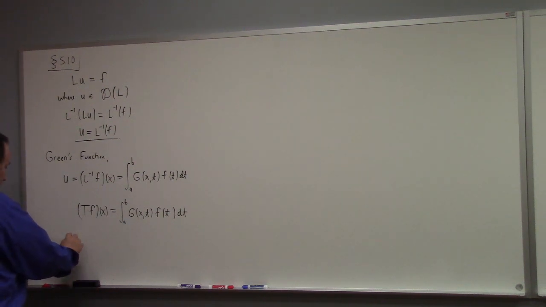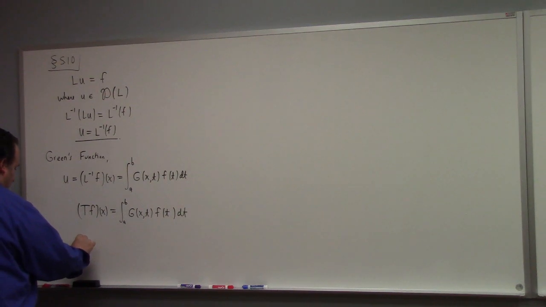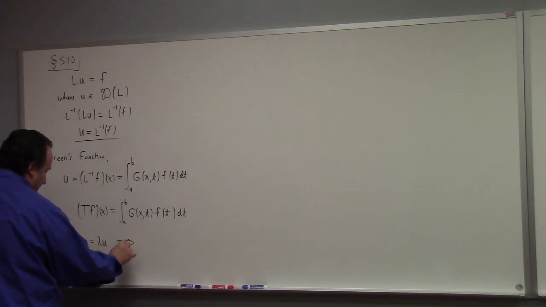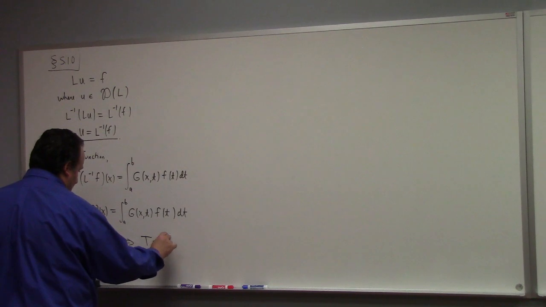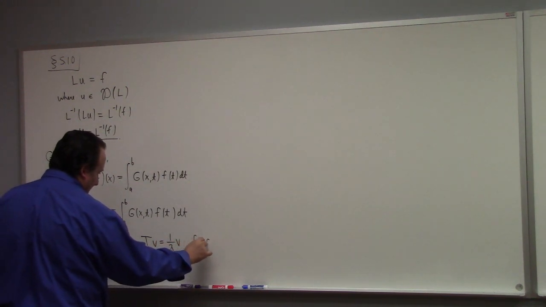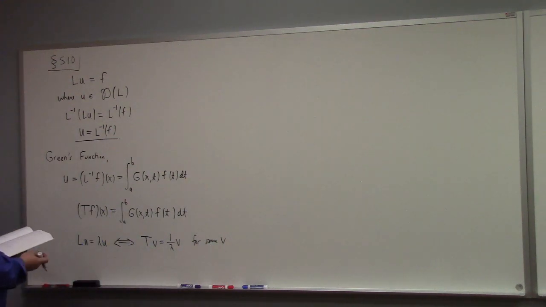Aha. So L of U equals lambda U only if, let's say, TV is equal to 1 over lambda V for some V. In other words, if lambda is an eigenvalue for L, 1 over lambda is an eigenvalue for this T. This is nothing particularly surprising. This is the same story we see in finite dimensional linear algebra. If you have an invertible matrix and 2 is an eigenvalue for A, then 1/2 is an eigenvalue for A inverse. This is also true in finite dimensions. Nothing much to see here, okay, guys?